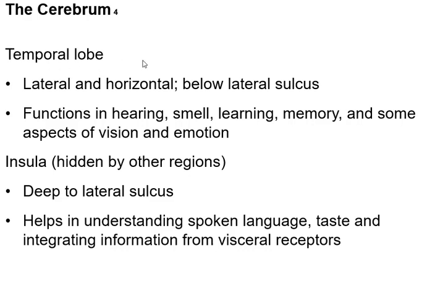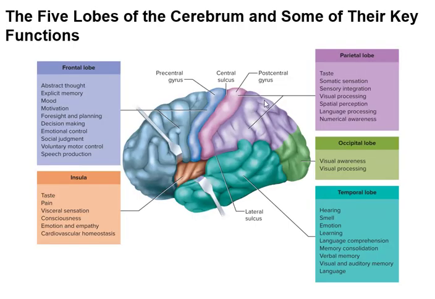The temporal lobe is the area behind your temples. And this is where you have hearing, which makes sense because it's right there in front of your ears, and smell, learning, memory, and a little bit of your vision and your emotions in the temporal lobe. So here's a nice summary showing the frontal lobe, the parietal lobe, temporal lobe, occipital lobe, and then listing the various things that you do with each of the lobes.